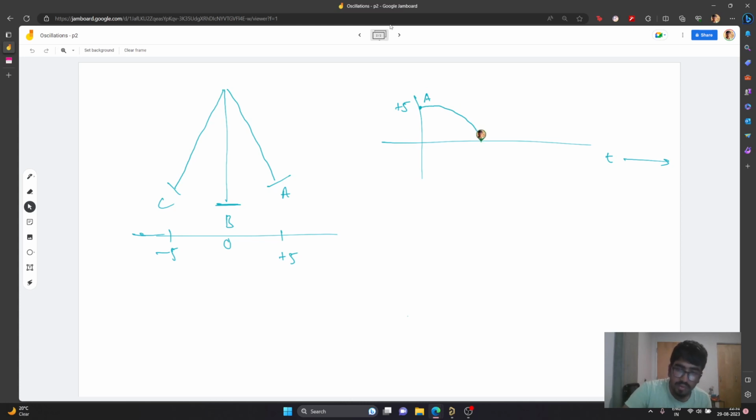It comes till here, which is point B, which is right in the middle, and then goes back down, touches minus 5, and then comes back to B, then comes to A, right? So you might notice that this does look like a cos wave, a cosine wave, right? So this is x of t, and then this is t, right? X as a function of t, x is the displacement.